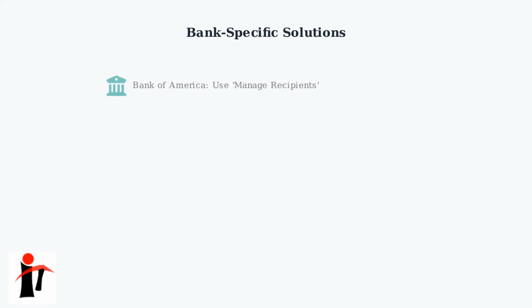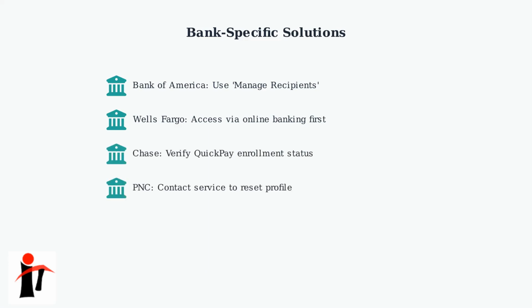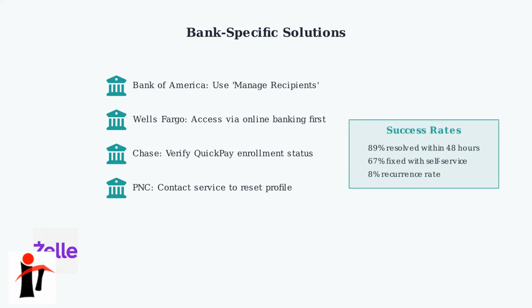Each major bank has specific procedures for resolving Error C301. Bank of America users should try the Manage Recipients feature to refresh their contact list. Wells Fargo customers often find success by accessing Zelle through online banking first, then switching to the mobile app. Chase users should verify their Quick Pay enrollment status in account settings, while PNC customers typically need customer service assistance to reset their Zelle profile. These methods have proven highly effective, with 89% of Error C301 cases resolved within 48 hours, and most users successfully fixing the issue through self-service options.